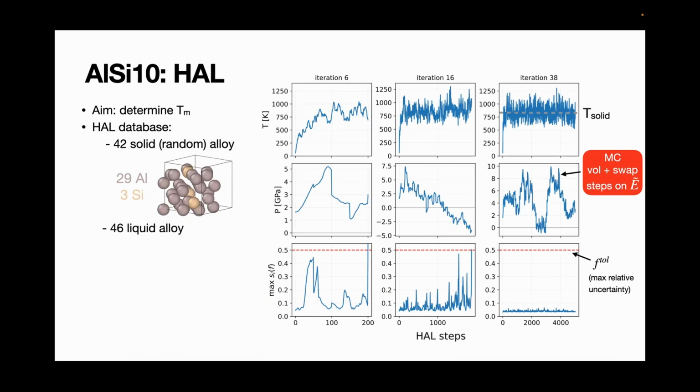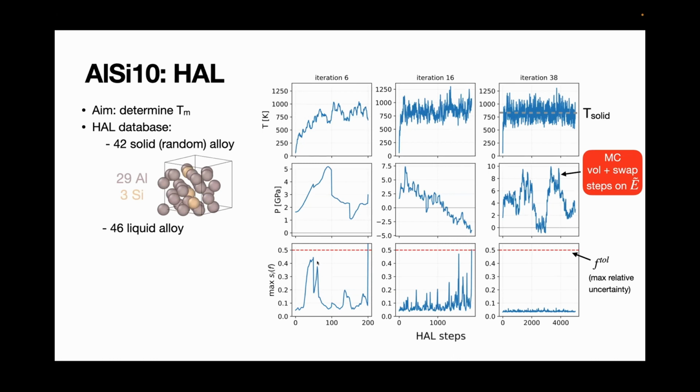And here on the right, you can see this for a solid random alloy. So what we do is we run dynamics at, say, some temperature below the melting temperature, 800K. And we bias towards uncertainty, but not just we do MD steps, we also do Monte Carlo steps on the cell and do swap steps. So we adjust the cell vectors a little bit, and we do swaps, and we do accept and reject on this new HAL potential energy surface.